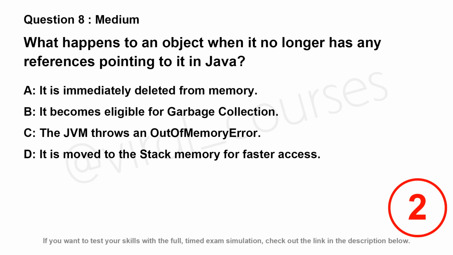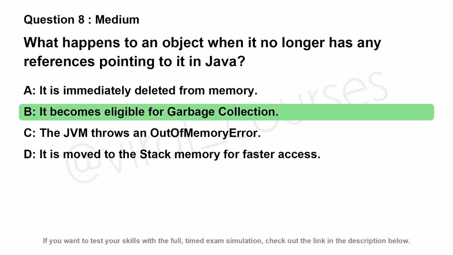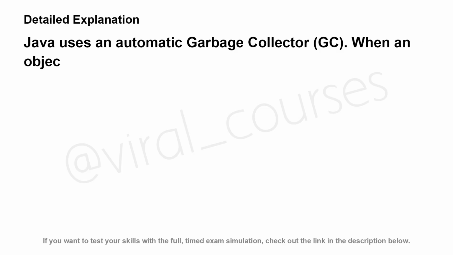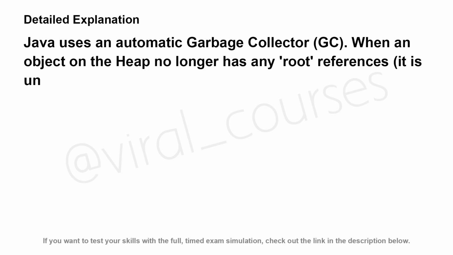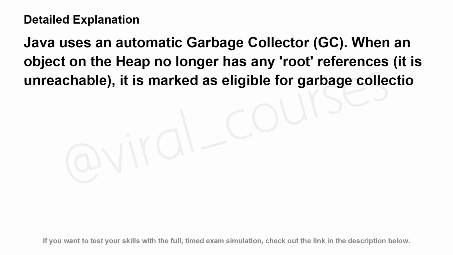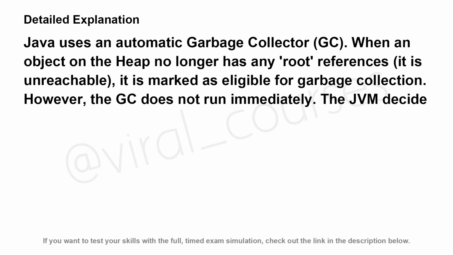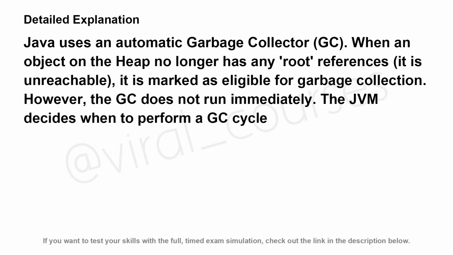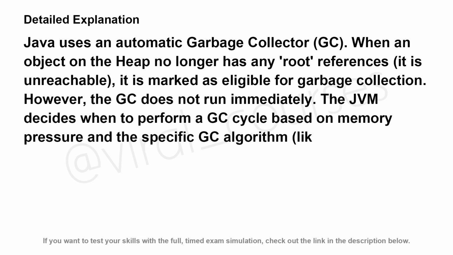The correct answer is B. Java uses an automatic garbage collector, GC. When an object on the heap no longer has any root references, it is unreachable. It is marked as eligible for garbage collection. However, the GC does not run immediately. The JVM decides when to perform a GC cycle based on memory pressure and the specific GC algorithm, like G1 or ZGC, being used.